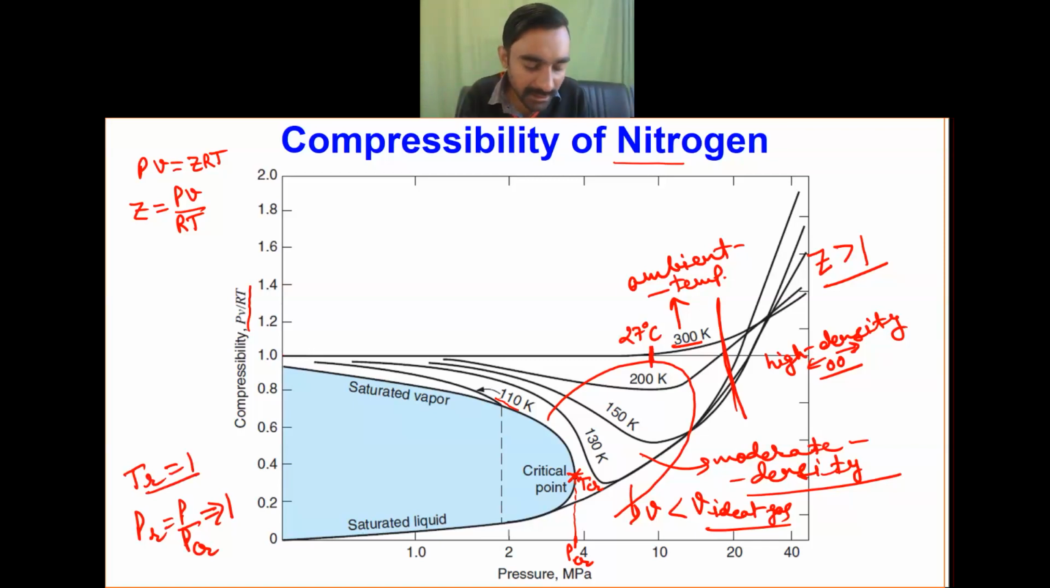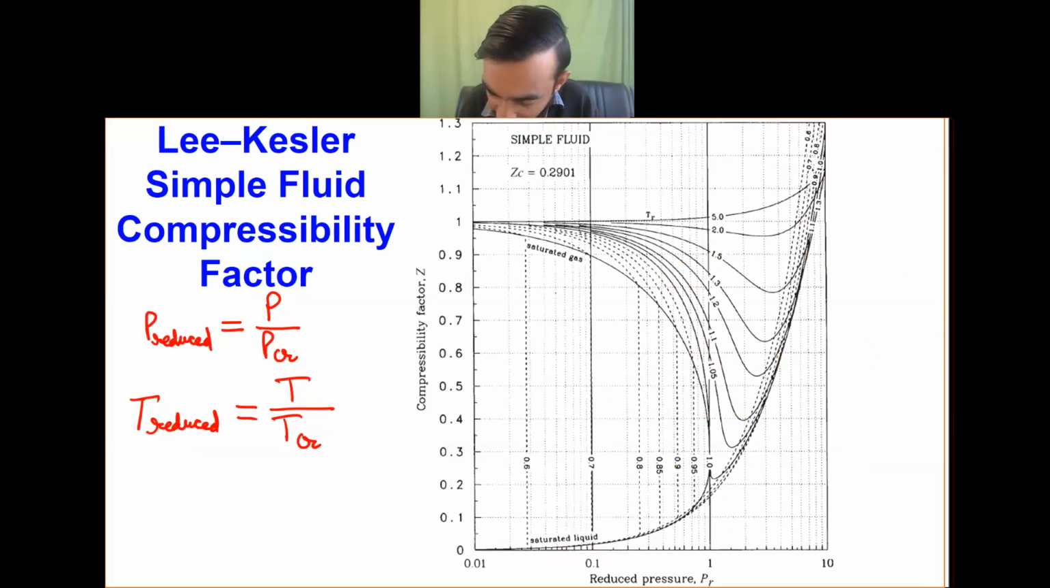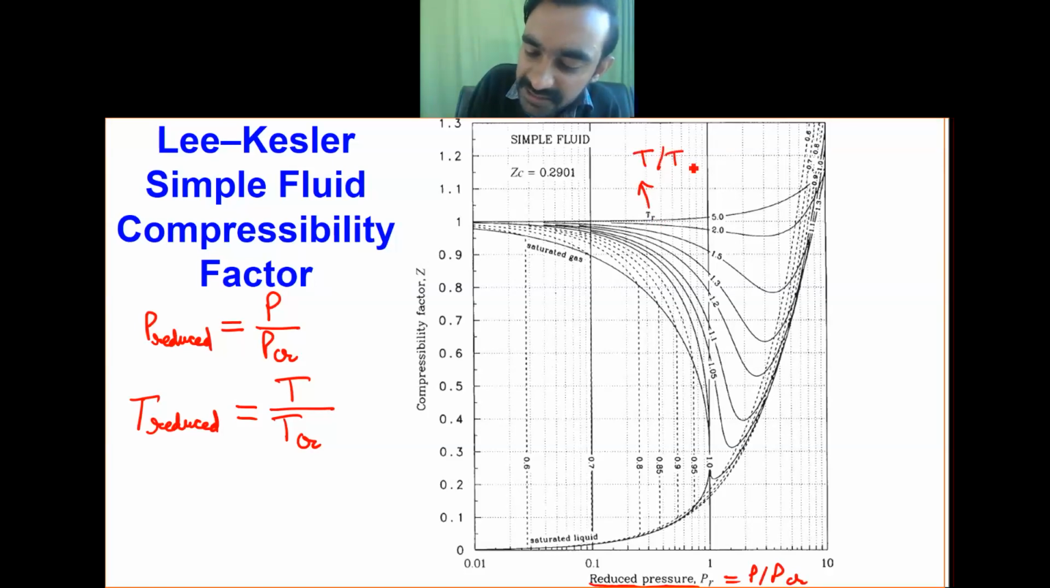If I do this for the different compressibility diagrams, obviously the location of the critical point will be the same for each and every substance. That is why reduced property is a way of representing all the values of properties on a common diagram. You can see in this diagram I have given the reduced pressure, equal to P by PCR, and similarly for temperature we write TR, which is T divided by TCR.